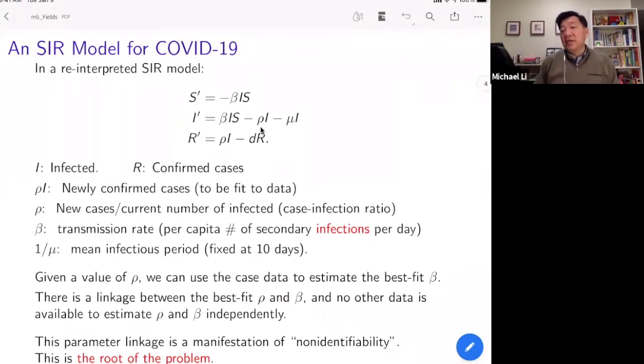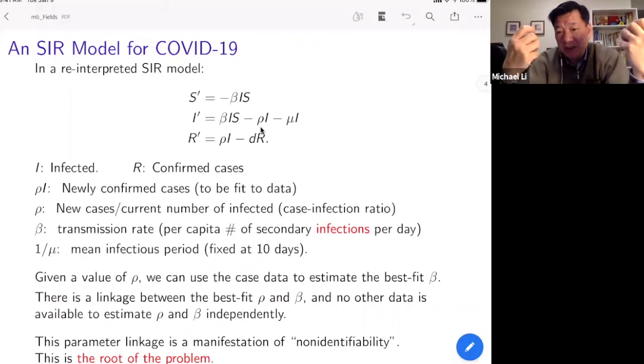Okay? But for a different rho, if I pick rho as 1 over 100, like for influenza, then beta will be different. I can also uniquely fit beta, but it will be different. If I pick a rho anywhere between 1/5 and 1/100, I have a different value of beta. So you can see that the best fit values of rho and beta to the case data have a functional dependence. When you change your rho, the beta changes with it. Okay, so that's non-identifiability. You cannot uniquely fit them independently.